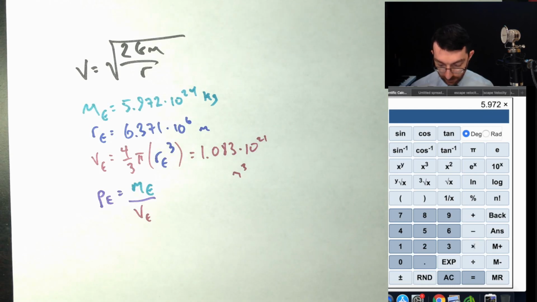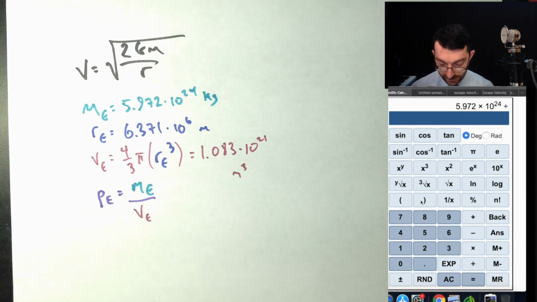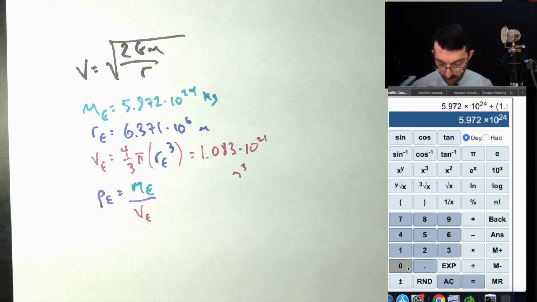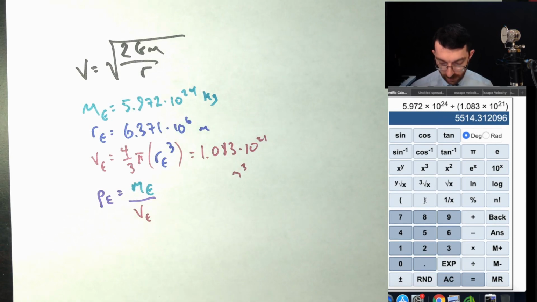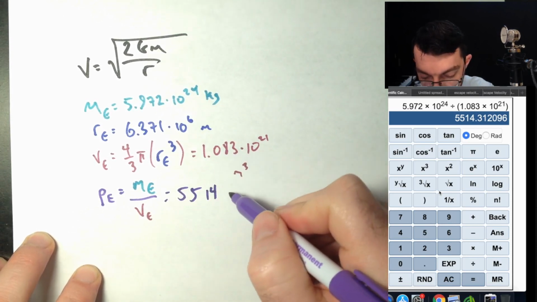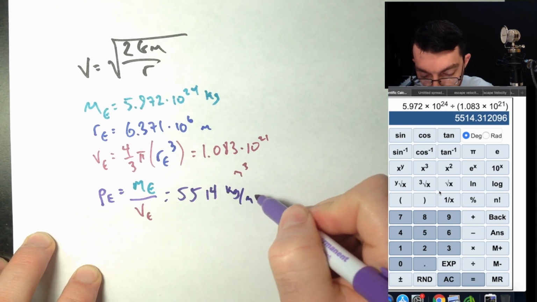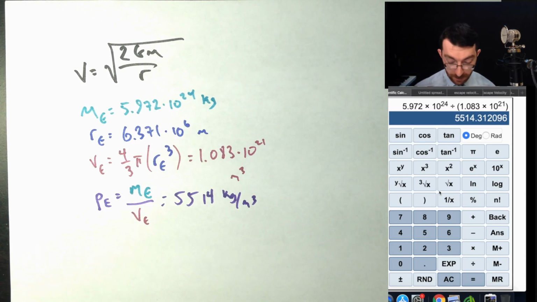5.972 times 10 to the power 24 divided by, parentheses when you divide by scientific notation, 1.083 times 10 to the power 21. Wow, there it is. 5514. The density of the Earth. 5,514 kilograms per cubic meter. About 5 tons per cubic meter.